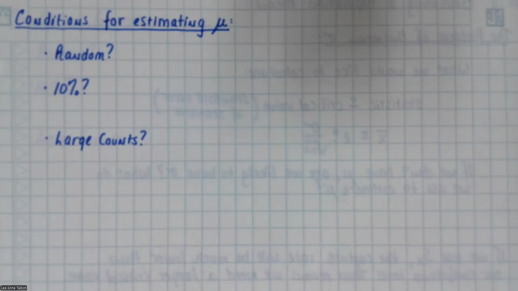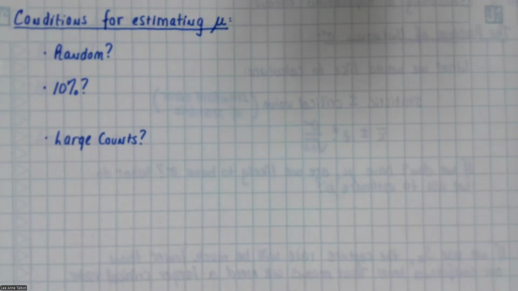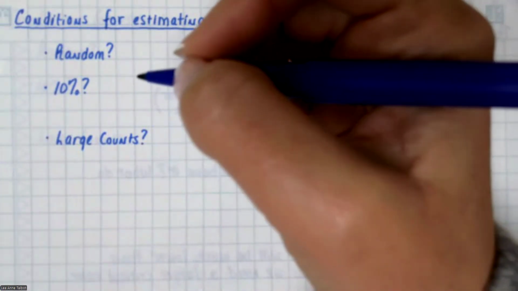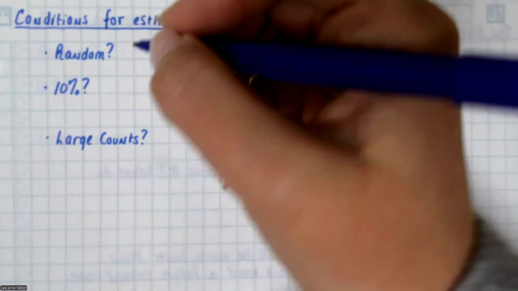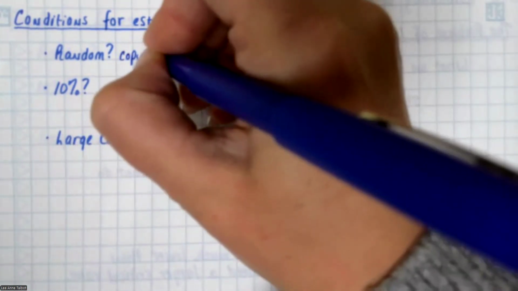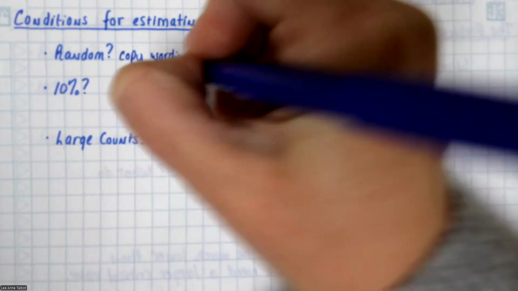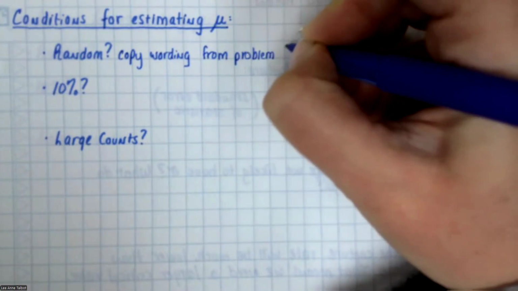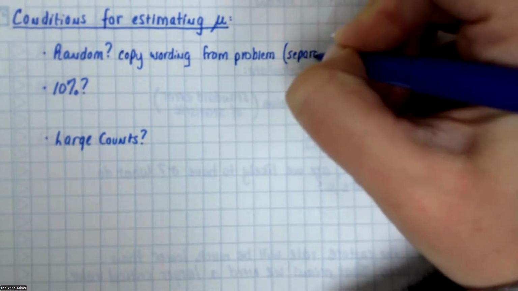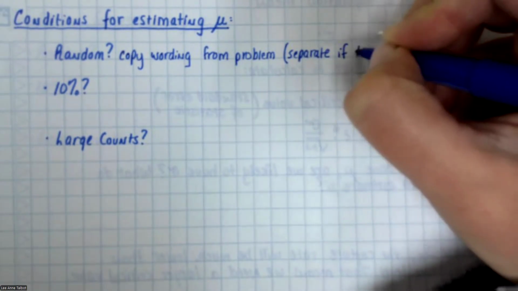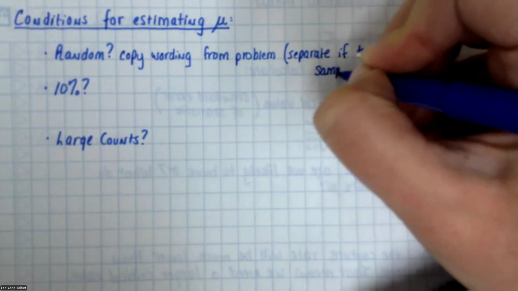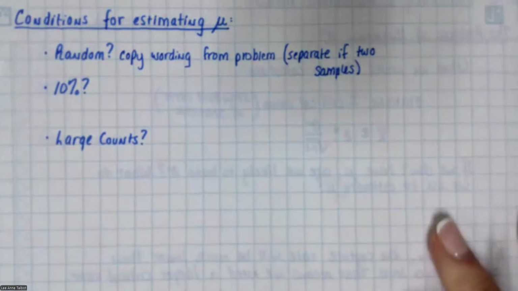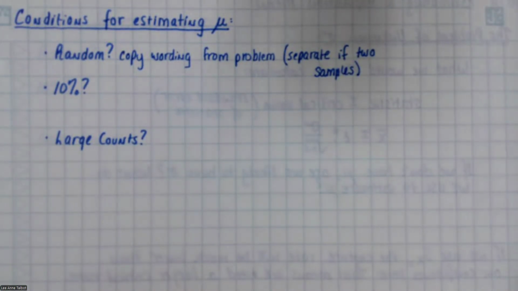Anyway, okay. So let's talk about the conditions. This is the last thing for today. You still need the random condition. It's exactly the same thing as you would expect. Just gonna make a little note there that you should state that they're separate samples if they are a two sample situation. That's just me trying to remind you that that's a thing.